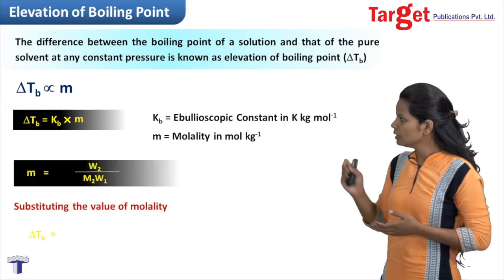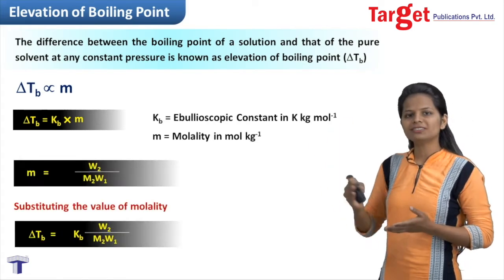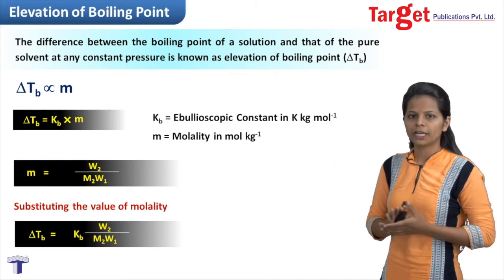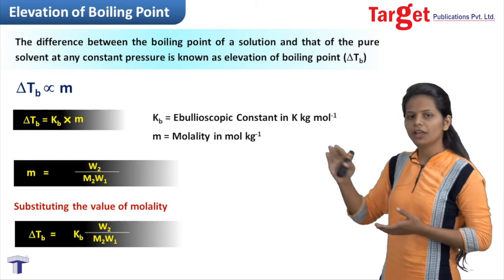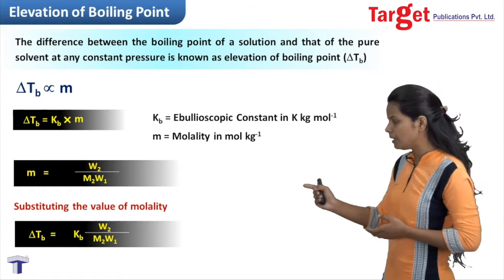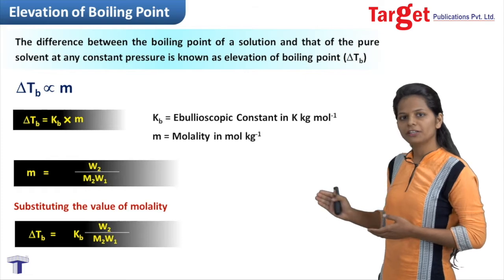Now, we know that molality can also be represented symbolically as W2 divided by M2 multiplied by W1. And hence, the entire formula can be summarized as delta Tb equal to Kb multiplied by W2 divided by M2 multiplied by W1.